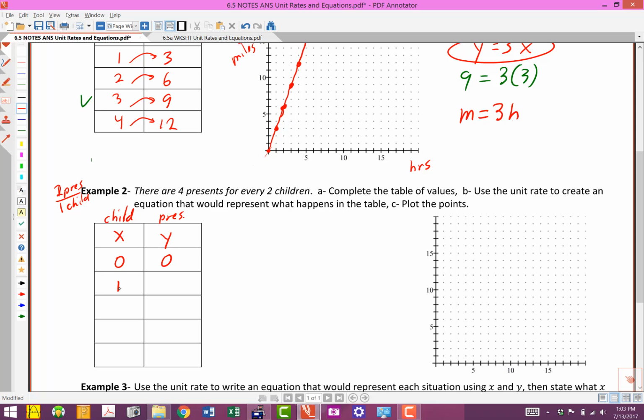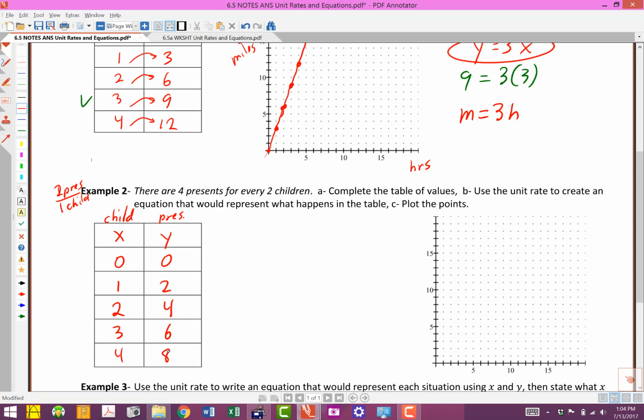If there's 1 child, remember every child gets 2 presents, so that's going to be 2 presents. 2 children would need 4 presents. Notice how that matches up with what we've got here. 3 children would need 6 presents, and 4 children would need 8 presents.